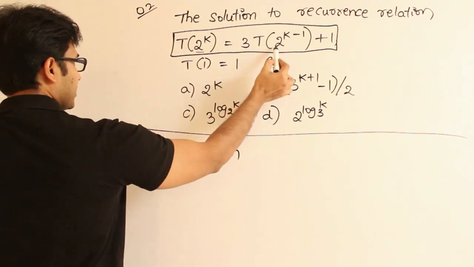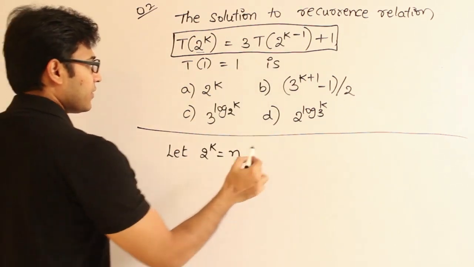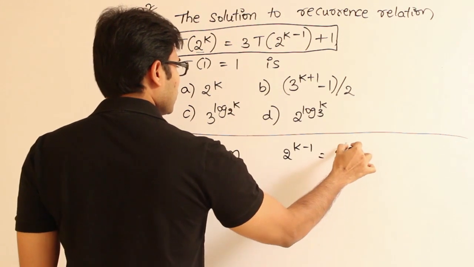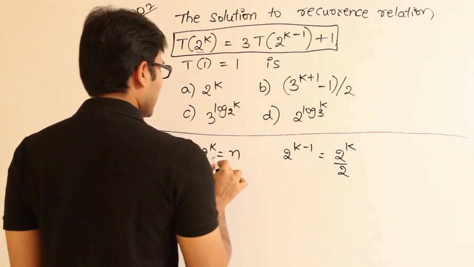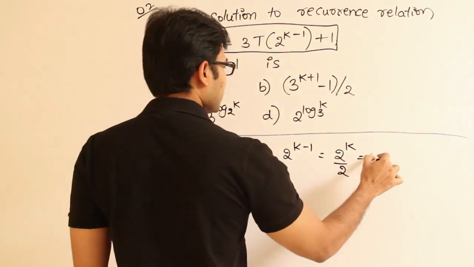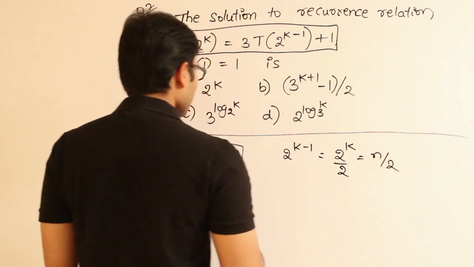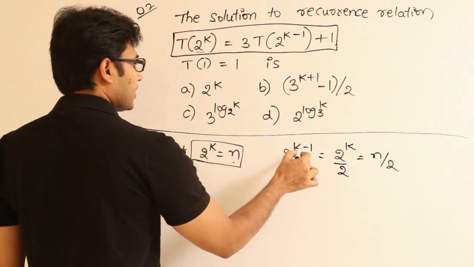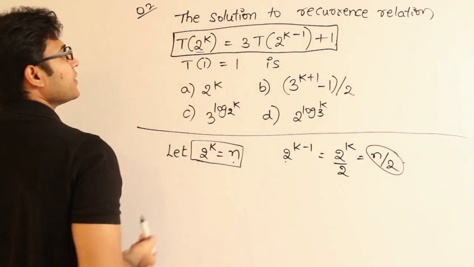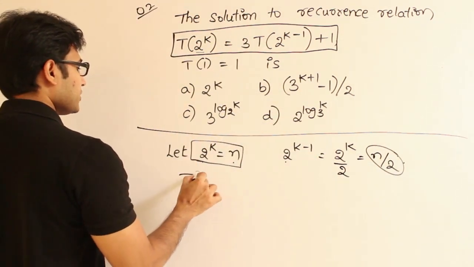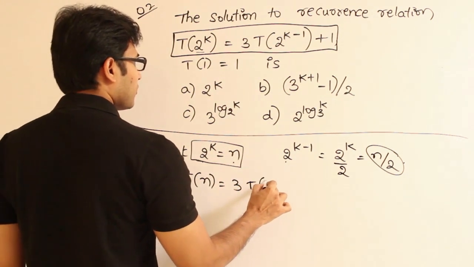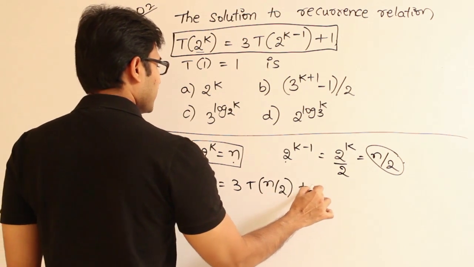Now on the right hand side, if you see, it is 2^(k-1). What happens to 2^(k-1)? 2^(k-1) is nothing but 2^k divided by 2, and we have already assumed that 2^k equals n. Therefore this one will become n/2. If 2^k equals n, 2^(k-1) will become n/2, right? Now you substitute it there, then what happens? The equation will change to T(n) = 3T(n/2) + 1.